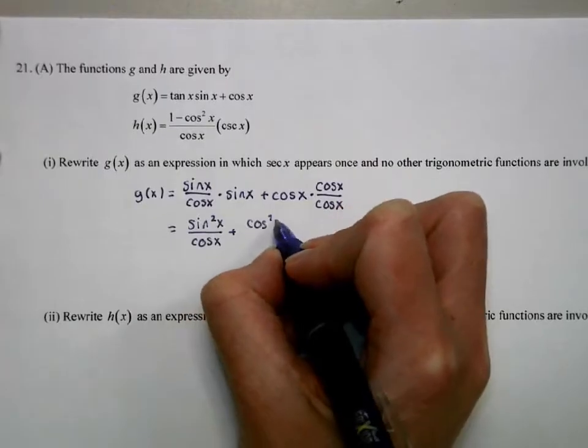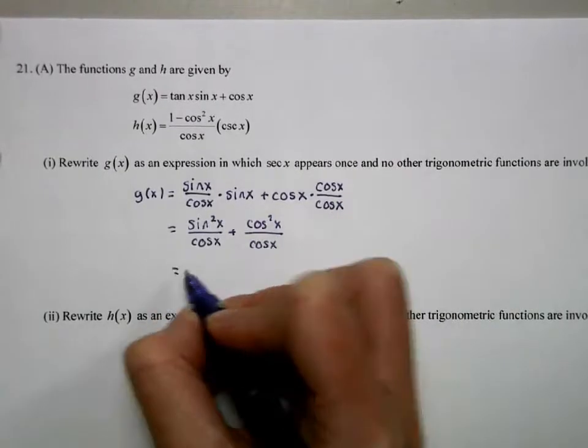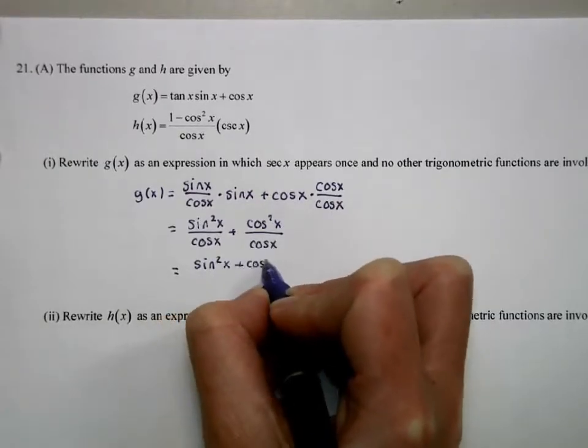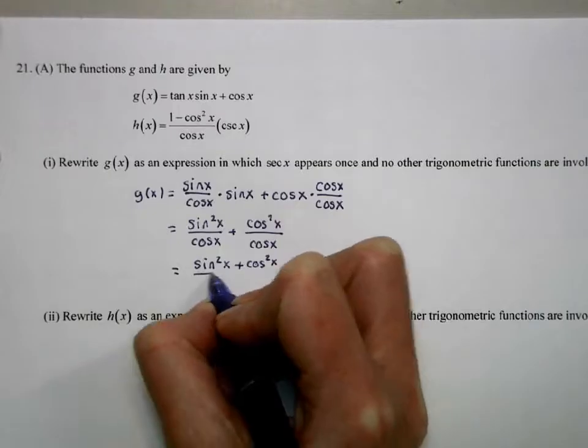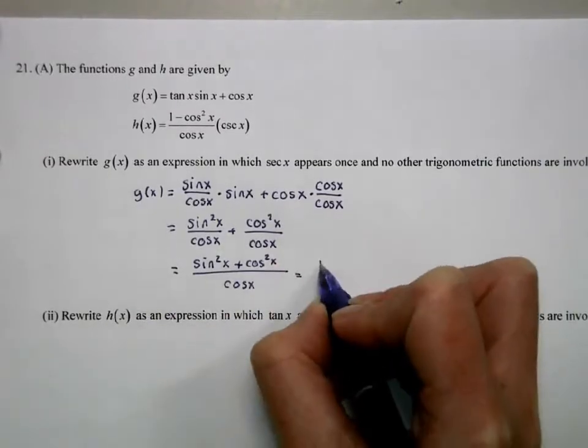And hopefully you have little alarms in your head. Go, ooh, I know what sine squared plus cosine squared is. Hopefully you think it is 1, because that is what it is. And then 1 over cosine is secant, which is excellent news since that's what we were trying to get to.